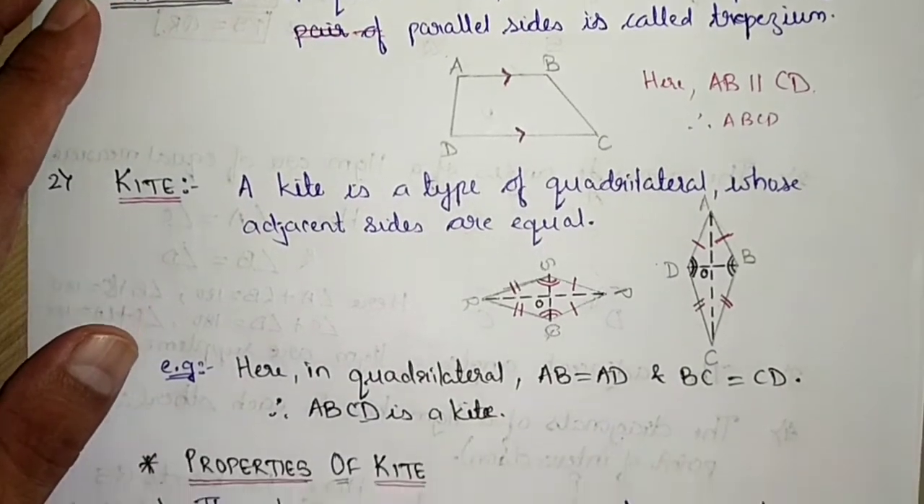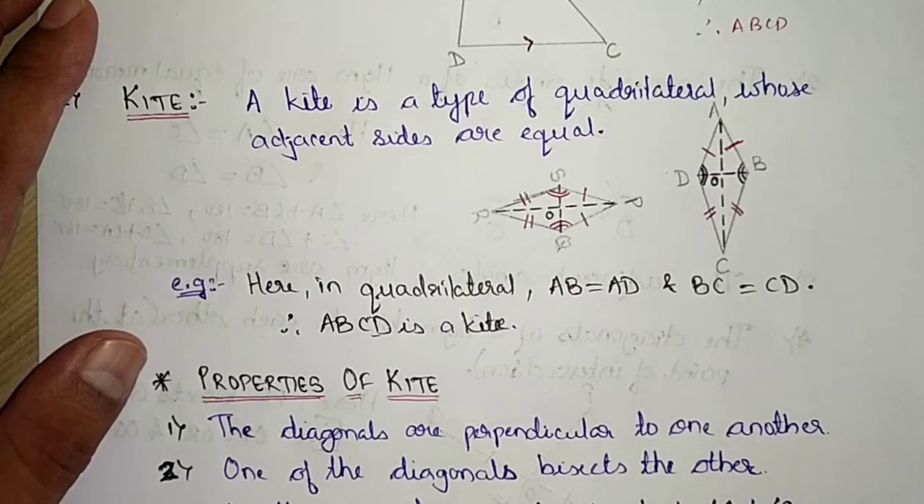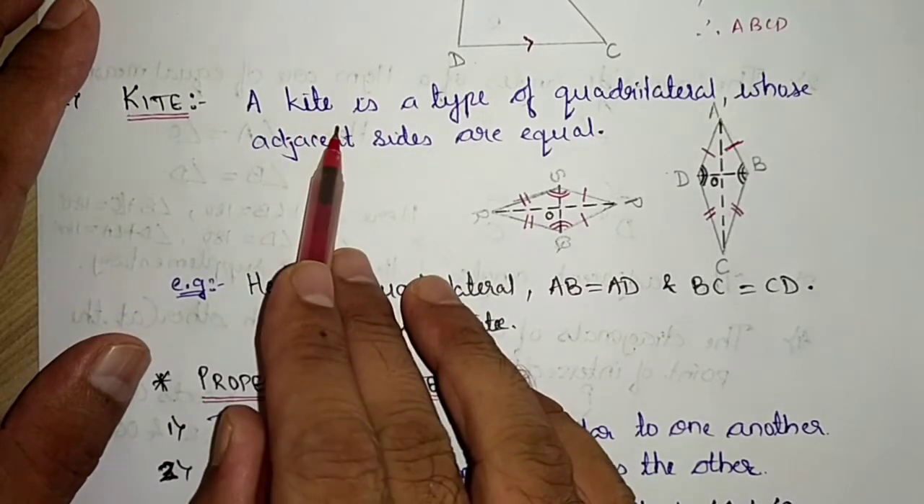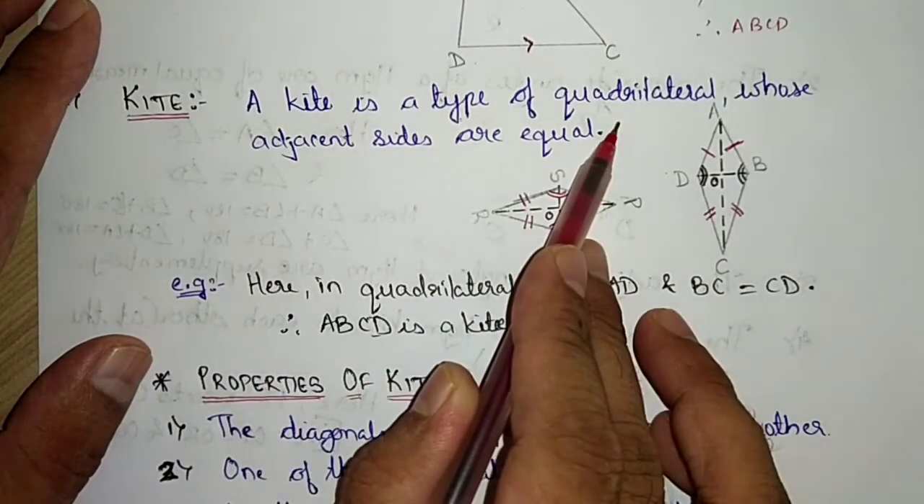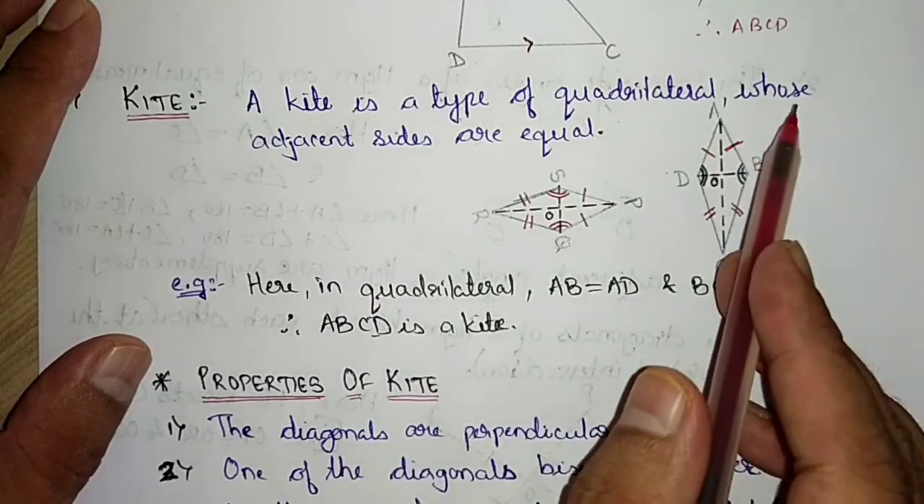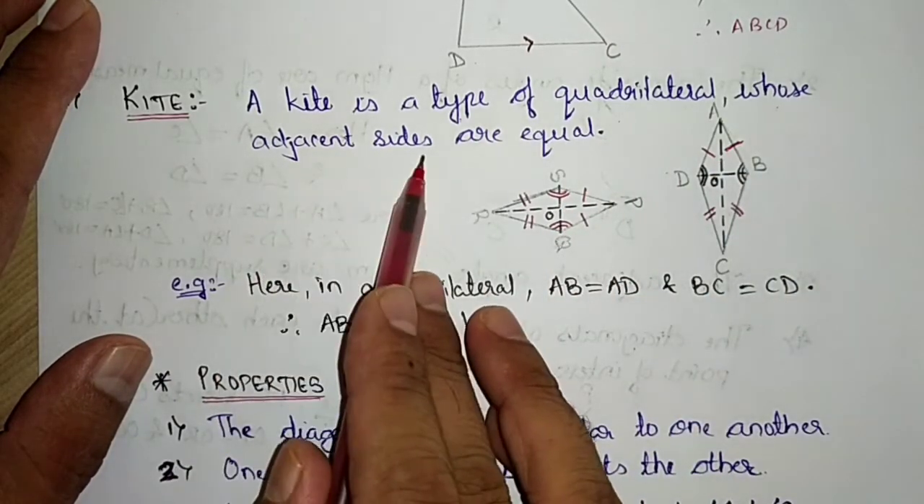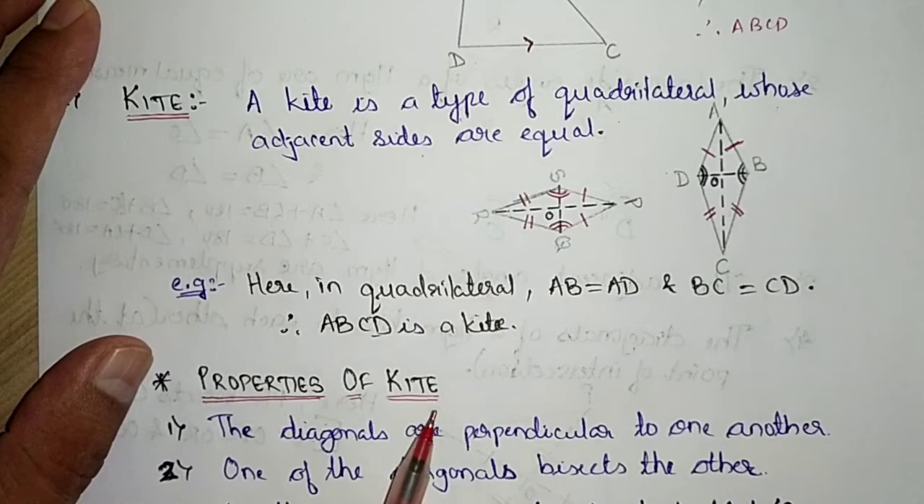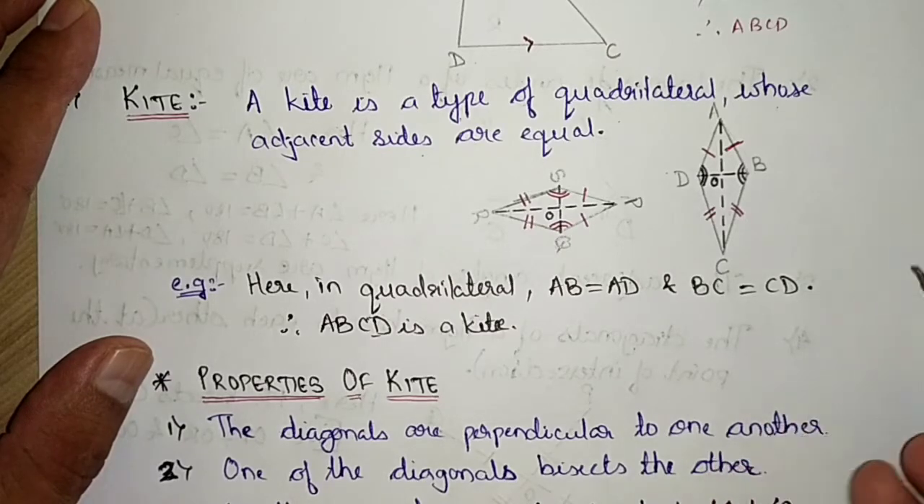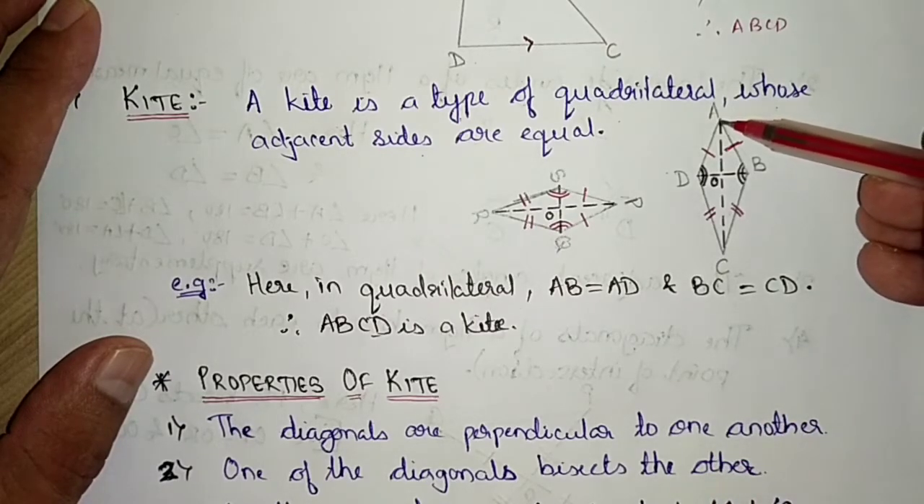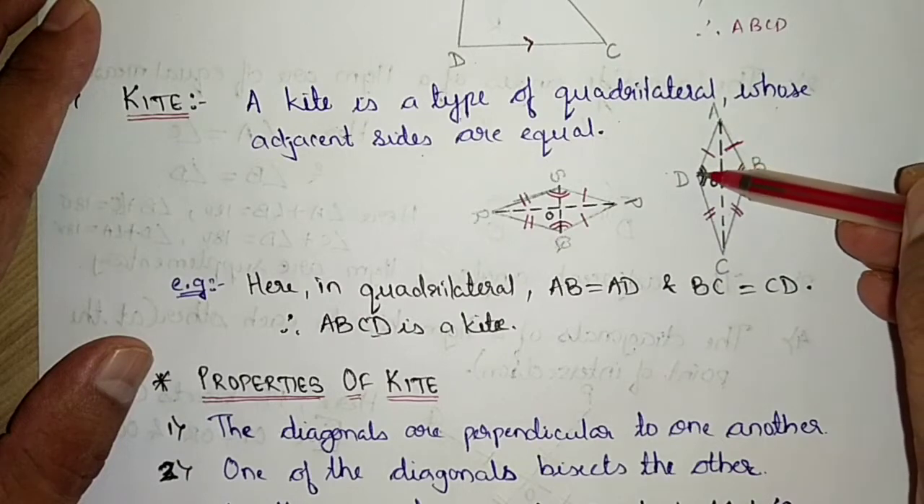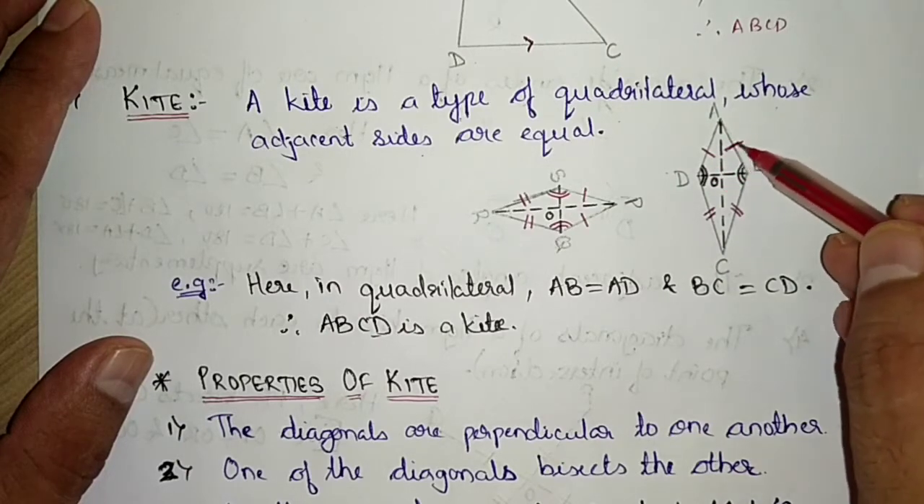Now we are moving to the kite. A kite is one type of quadrilateral whose adjacent sides are equal. I have already discussed adjacent sides in introductory lecture part 1. If you don't know, please go through it. Here, AB and AD are adjacent sides and both are equal.